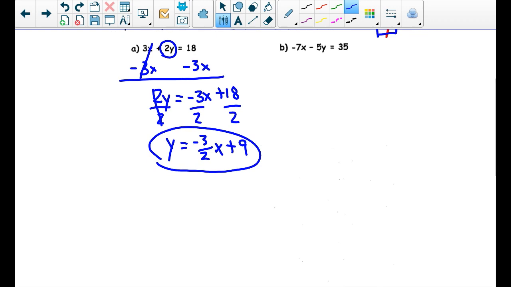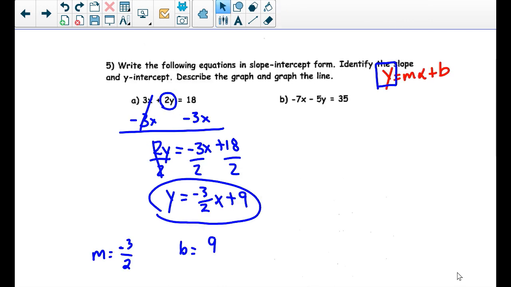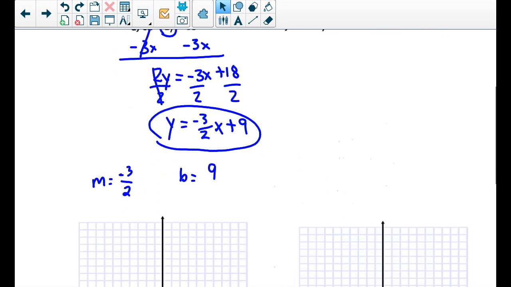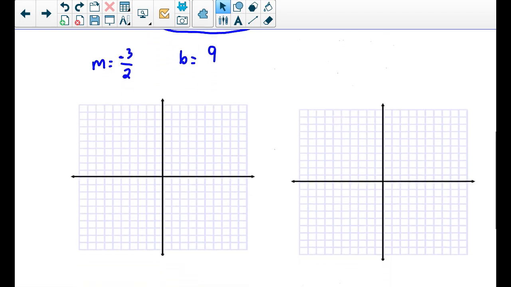Now, they want us to find, well, what was my slope and what was my y-intercept. Slope is negative 3 over 2. Y-intercept is positive 9. Okay, so let's talk about graphing now. So I'm going to use those two parts, so that's why they want us to find the two parts. That's all we're really concerned with.